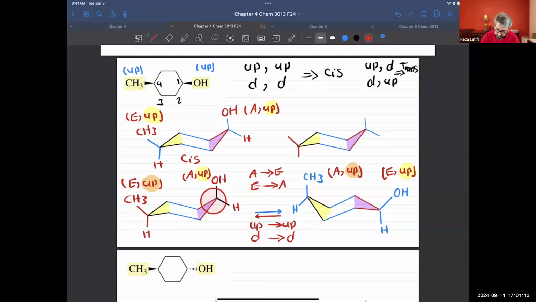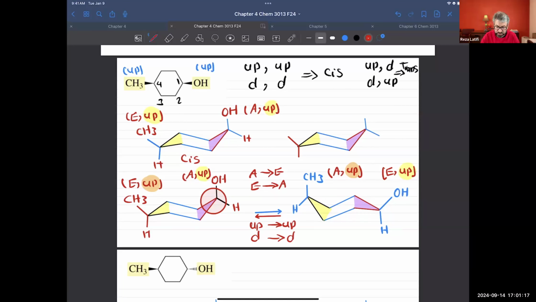So you can put the OH in equatorial position, but still you will get cis. I'm going to show you. I'm going to put the OH here. That's the equatorial. It's pointing down. Equatorial, but it's pointing down. And I'm going to put the methyl here. Axial, but it's pointing down, and the methyl's there. And that still is going to be cis conformation. So both of them are cis conformation.